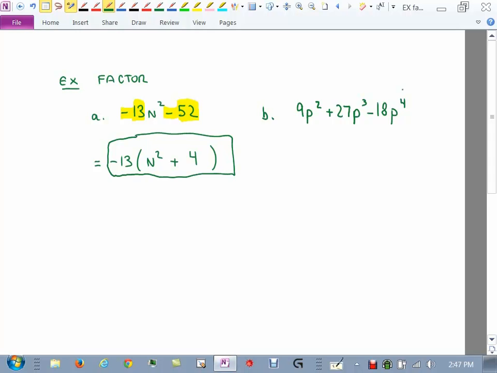So first thing here, factor, common factor. 9 goes into 9, 9 goes into 27, 9 goes into negative 18. So I have a common factor of 9. How about variables? I have p squared in the first one, p cubed in the second, p to the fourth in the last term. So I can pull out what they all have in common. They all have at least a p squared, right? 2 factors of p. So I can pull out p squared. And that's it, right? There's nothing else?